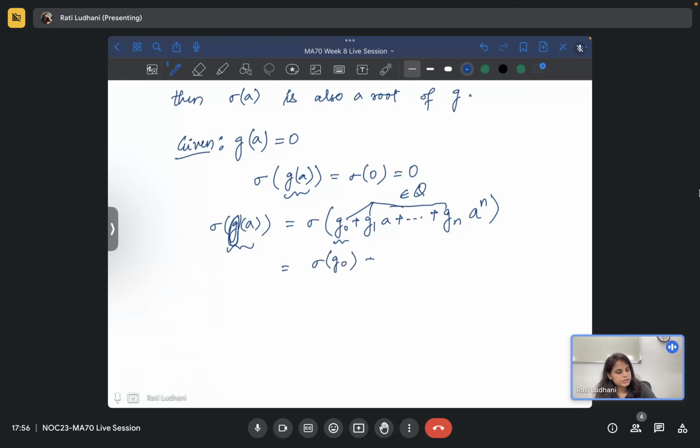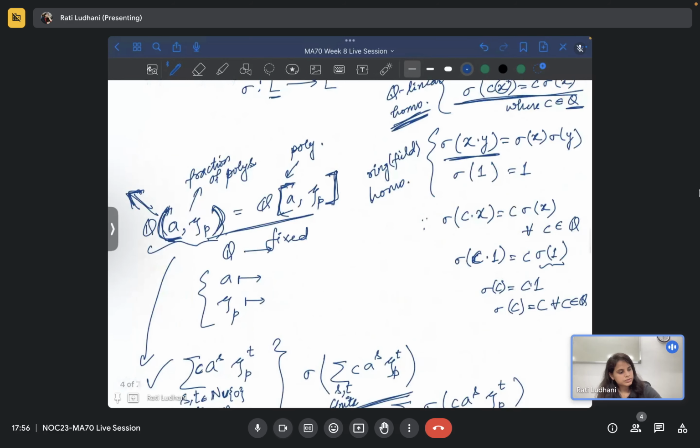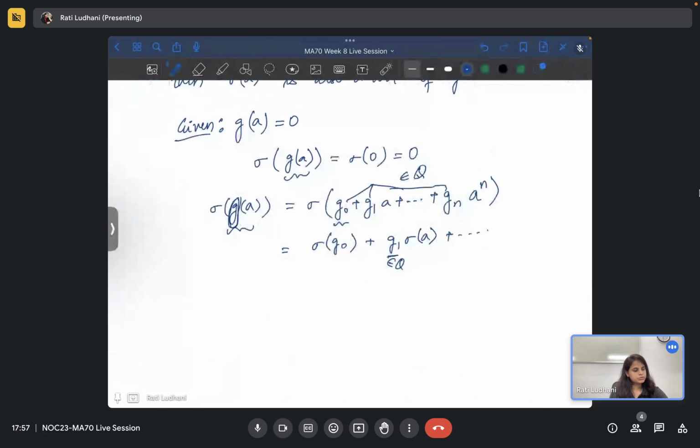We can write it like this: sigma of g1a, and not even g1a, we can also write g1 sigma of a, because g1 belongs to Q, and we have this property. So c belongs to Q, so you know that if this is a linear homomorphism and this is Q linear, then any element of Q that appears does not do anything. So c into sigma x. Okay, so we will get this, and so on, up to g n sigma a raised to power n.